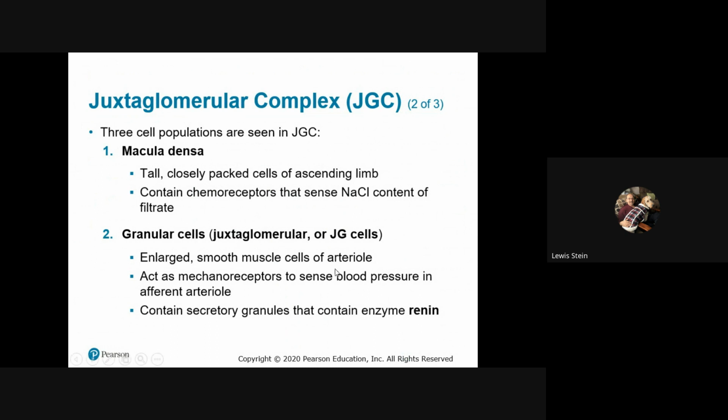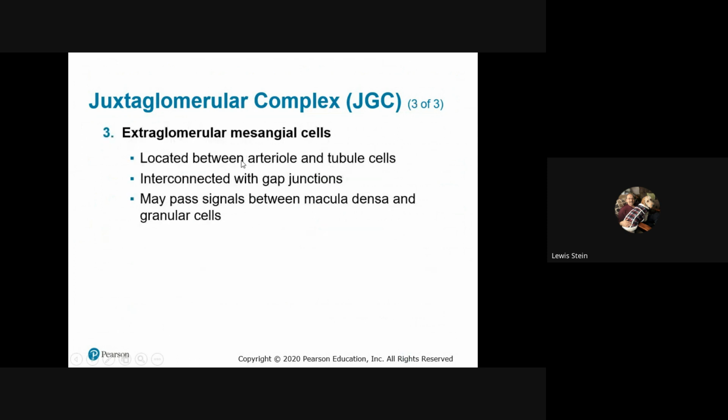Then in the arteriole, whether it's afferent or efferent, you have what are called juxtaglomerular cells, JG cells. They secrete little granules, and they're mechanical receptors to sense blood pressure within that arteriole. Now, how much pressure is going out? And there's the chemical renin, and that generates this very famous renin-angiotensin-aldosterone mechanism. And effectively, there's a connector between the two called mesangial cells. To me, they're just passing signals. They're messaging cells, undoubtedly how they got their name.